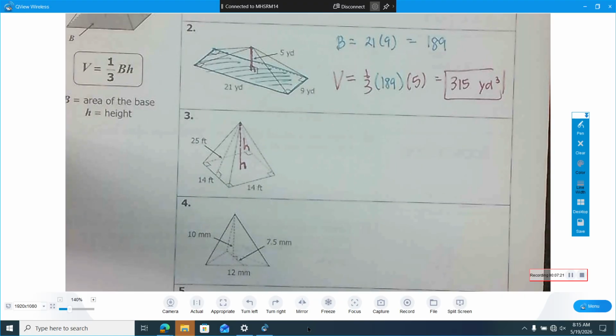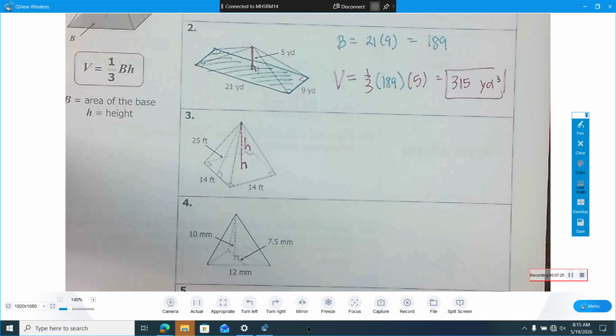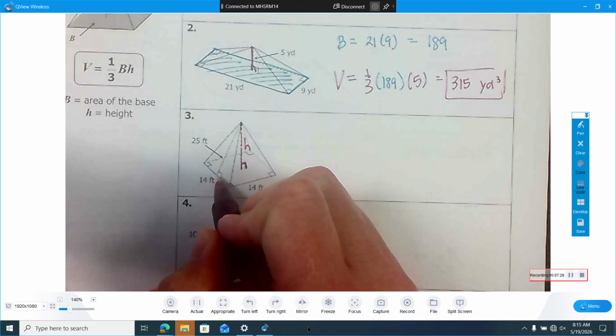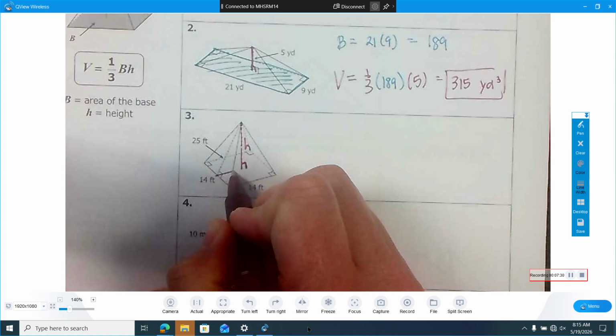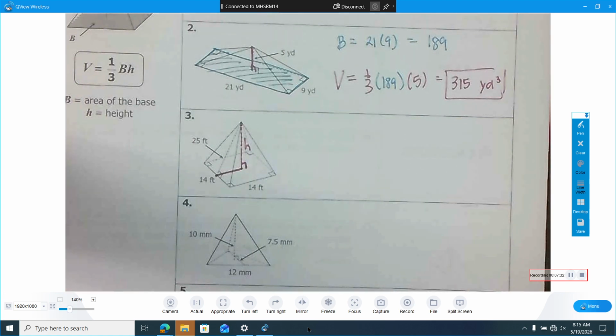Divided by 2? Divide what by 2? 25. No. Divide 14 by 2. So you were close. There is a right triangle in here, ladies and gentlemen. Do you see the right triangle?